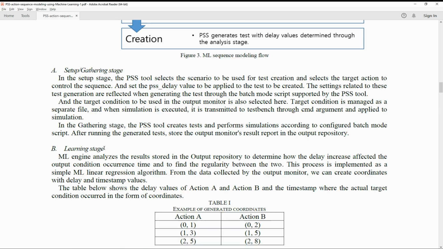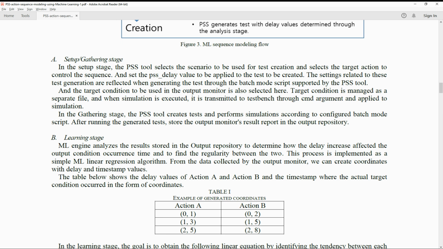In the gathering stage, the PSS tool creates tests and performs simulations according to the configured batch mode script. After running the generated tests, store the output monitor's result report in the output repository.